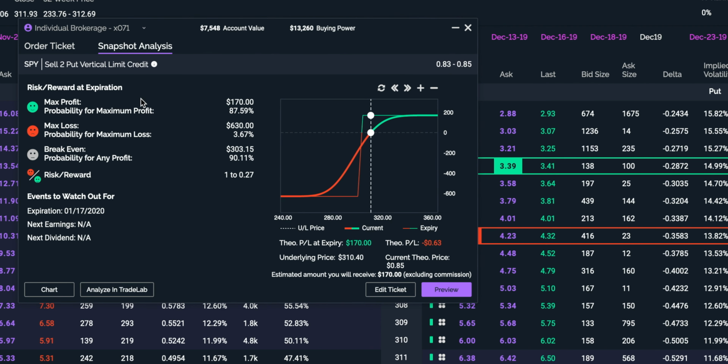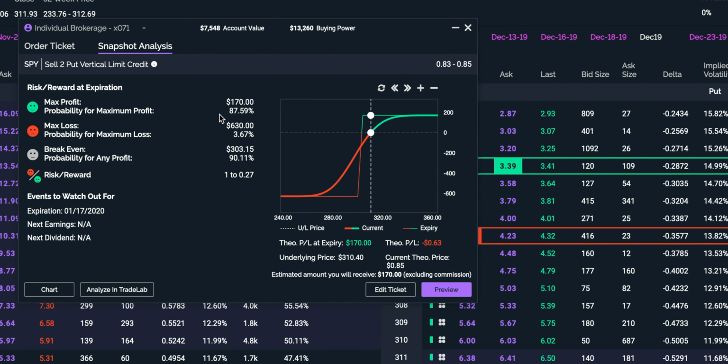You can see here that the maximum profit is $170. This is what we would get if we held these options till expiration and the price of the SPY was above our short strike of 304, meaning that both of these options will expire worthless and we keep the initial credit that we got from selling an expensive option and buying a cheaper one.